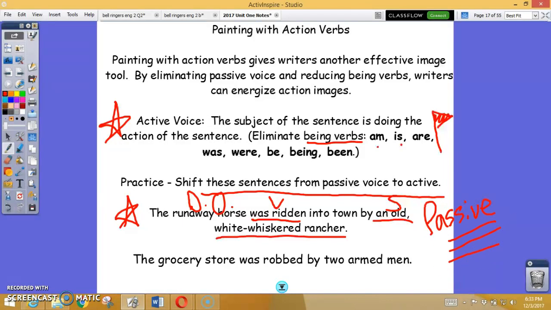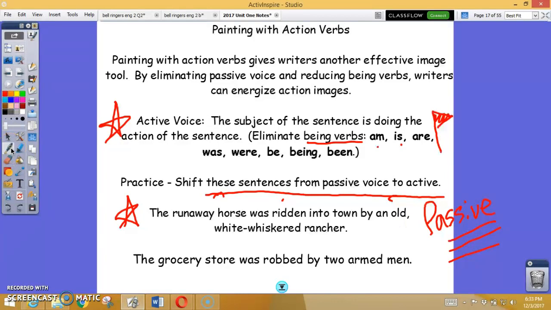It's whenever you are allowing the object of the sentence to serve as the subject role, and the subject serve as the object. We have that all messed up. So we need to think about how we would actually fix that. There's a very easy way that we could fix this type of passive voice.